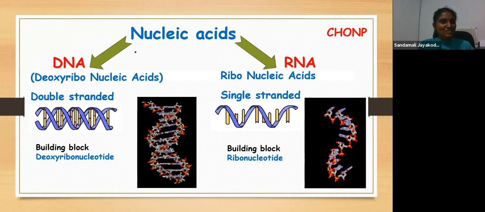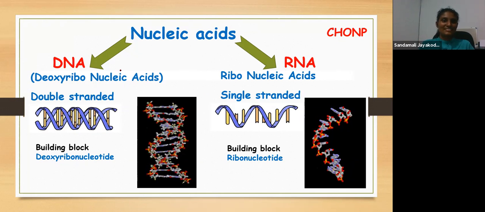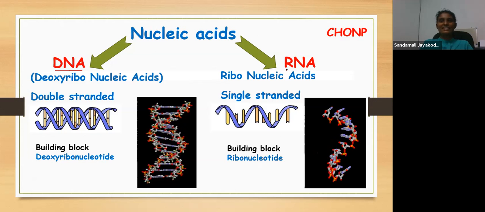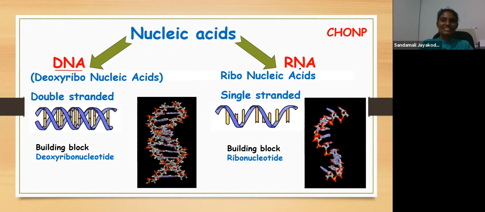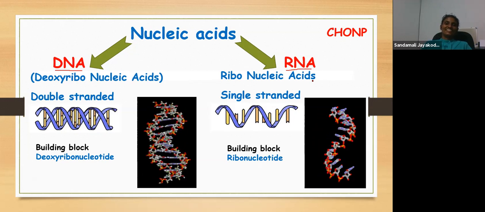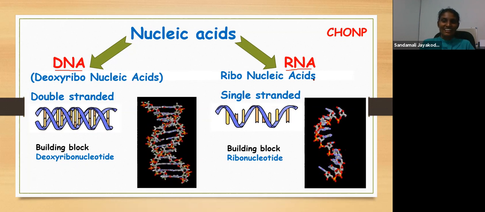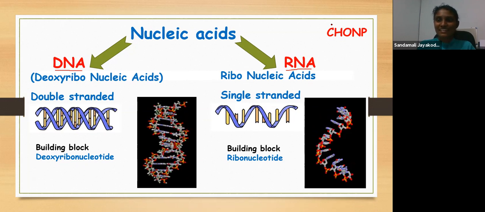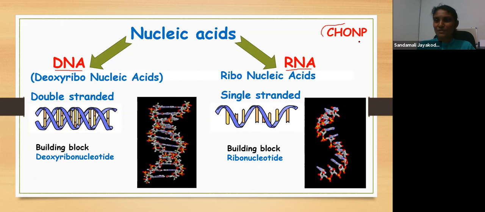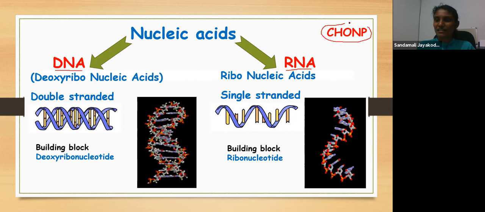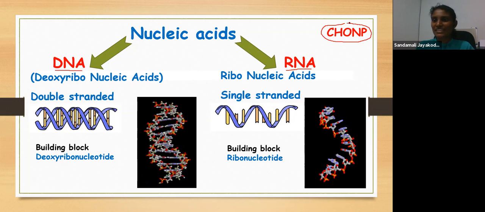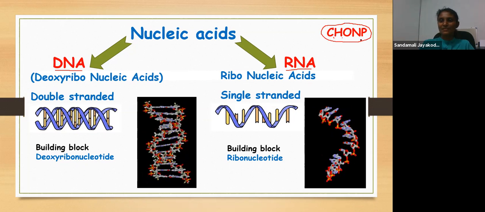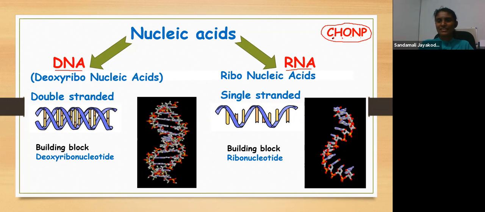So there are two types of nucleic acids. Can you read them? What are those? This is DNA. This is RNA. Yeah, RNA and DNA. What is the elemental composition? Can you remember the elements defined by this CHONP? Yes, teacher. Can you tell me?